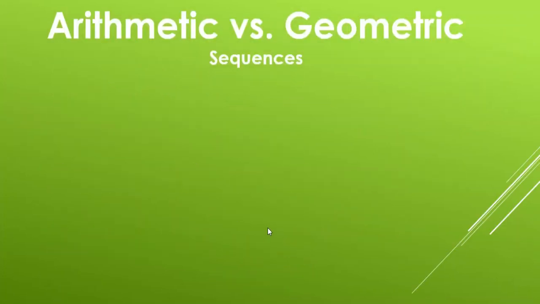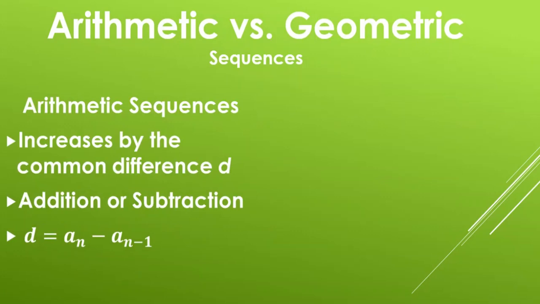Let's see the difference between arithmetic and geometric sequence. For arithmetic sequence, we know that the graph is a line. It increases by a common difference, represented by small letter d, and we perform addition or subtraction to get terms in that sequence. The common difference can be obtained by subtracting the previous term from the next term, or by subtracting a term from the next term.